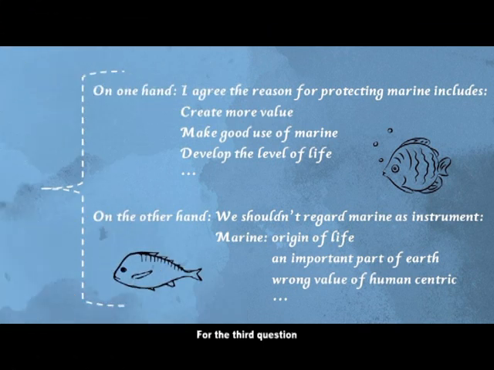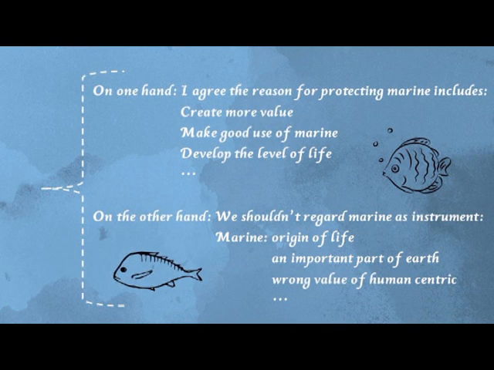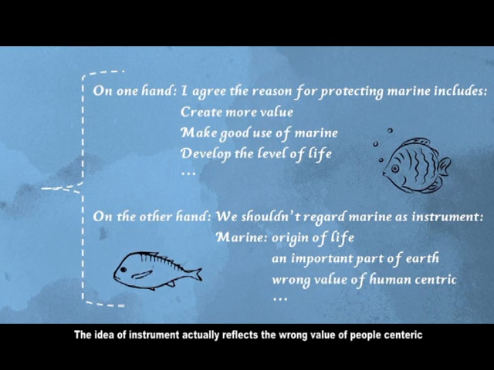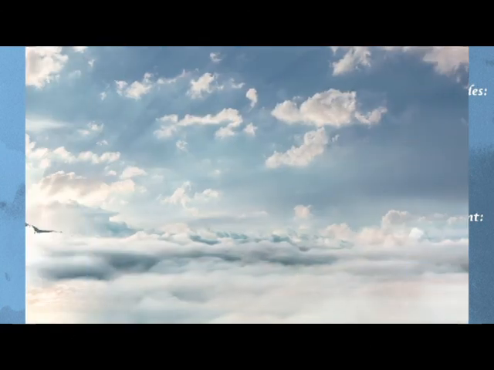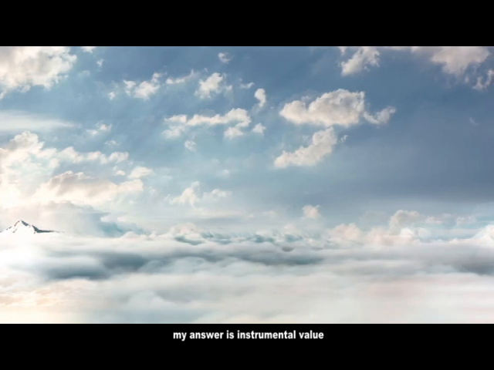For the third question, I think the main reason for protecting the ocean is creating more value, but not only monetary value. However, we shouldn't merely regard the ocean as just an instrument, because the marine environment is not only the range of life, but also an important part of the earth. The idea of instrument actually reflects the wrong value of being people-centric. As for the last question, my answer is instrument value.